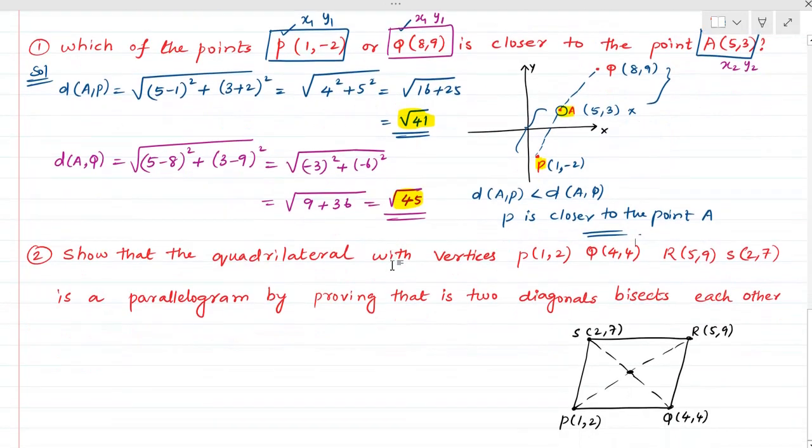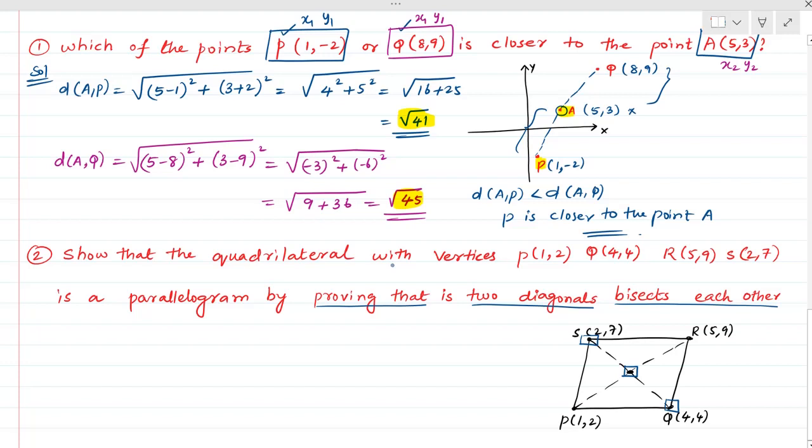Now the next question is the application of the midpoint problem. Show that the quadrilateral with the vertices P, Q, R, S is a parallelogram. How will you prove this? By proving that the diagonals bisect each other. What do you mean by bisect? The diagonals, with points S and Q, will bisect at the same point, the midpoint.